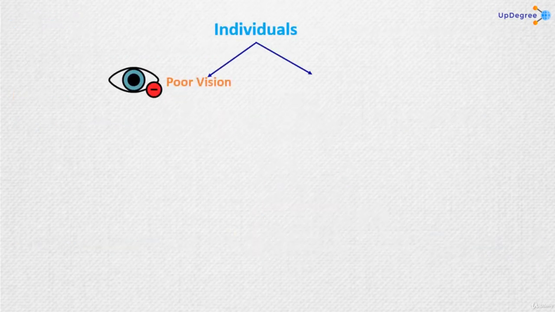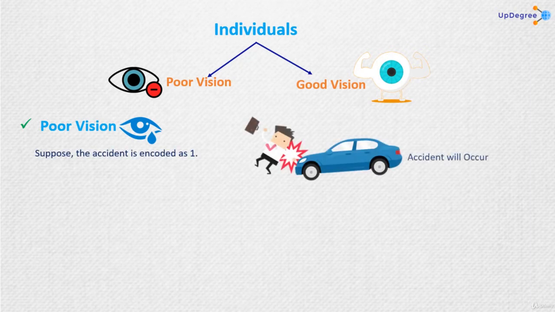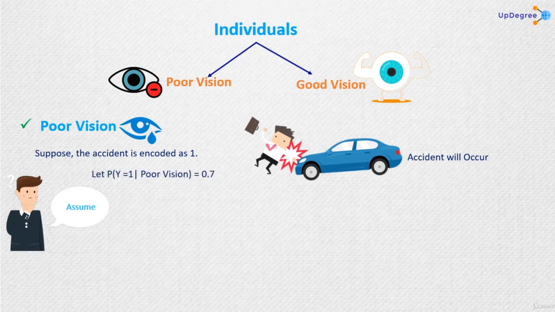One is poor vision individuals, another is good vision individuals. For poor vision individuals, probability y equals 1, that is the accident will occur, is going to be equal to 0.7. Let's assume we have assumed that probability y equals 1 for a poor vision individual is 0.7. Therefore, probability y equals 0 for a poor vision individual will be 0.3, that is 1 minus 0.7, because probability y equals 0 is 1 minus probability y equals 1.